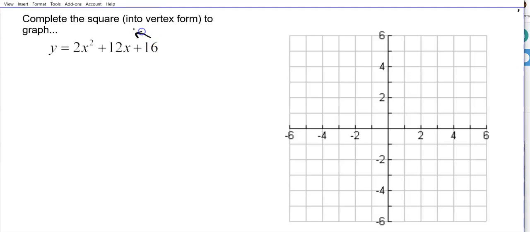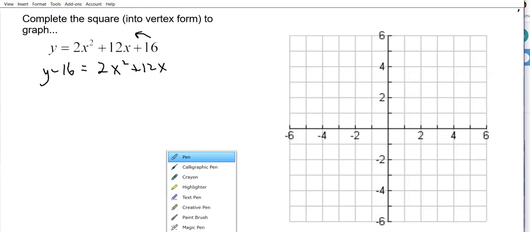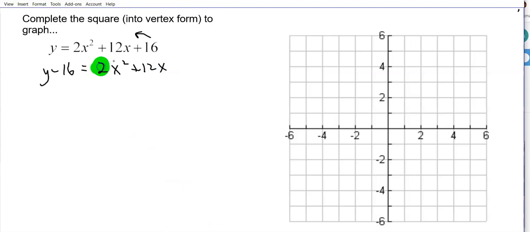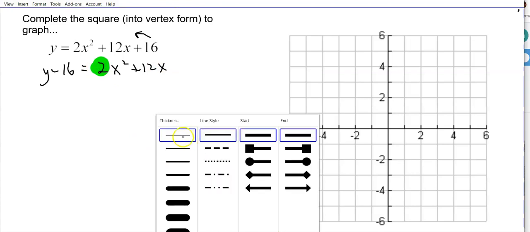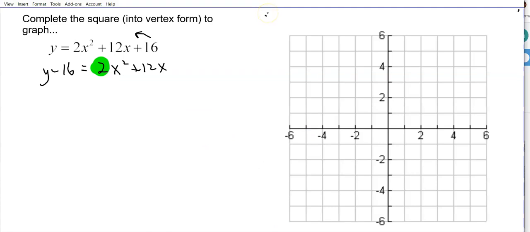Okay, so we're doing a little different version of this to complete the square here, but it starts out the same. So we're going to subtract 16. So y minus 16 equals 2x squared plus 12x. Because we have a leading coefficient of 2, that's going to change things. We're trying to put this into vertex form, but it's a little tougher when we have a leading coefficient. So I don't want to divide everything by 2. It gets too kind of crazy.